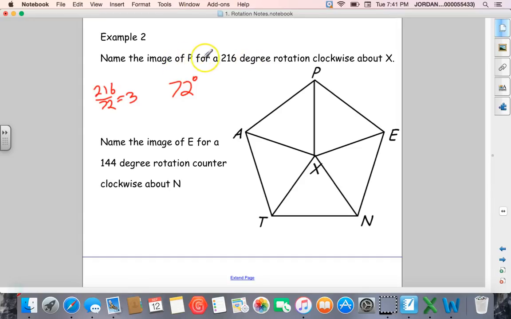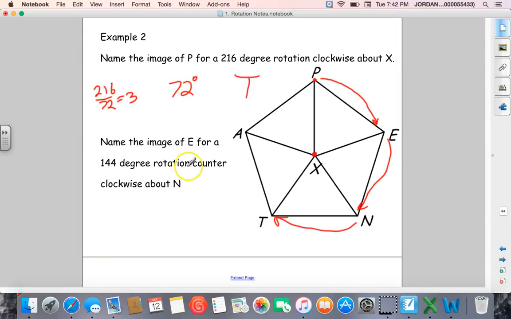So we're going to be moving P clockwise about X. X is our center, so clockwise is going to be this way. So that's 1 turn, 2 turns to get to N, and then 3 turns will get us to T. So our answer is T.